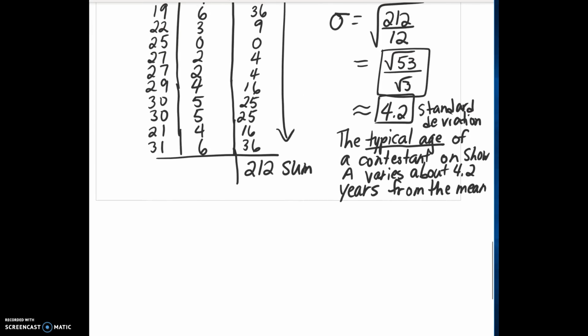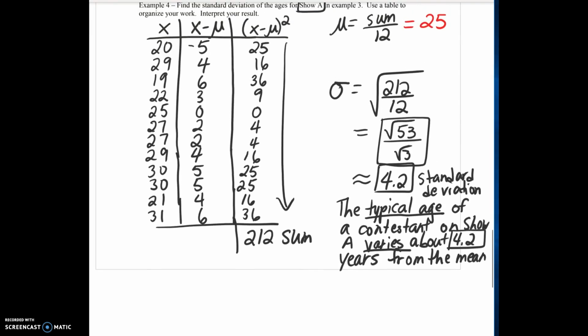So the key again, typical age varies. And then the 4.2, since that is our standard deviation, the typical age of a contestant on show A varies about 4.2 years from the mean. So you'll have to make some sort of statement about that in some of your standard deviation questions.